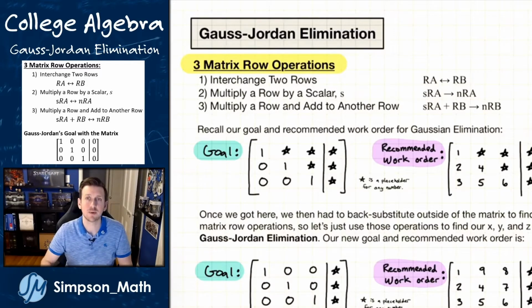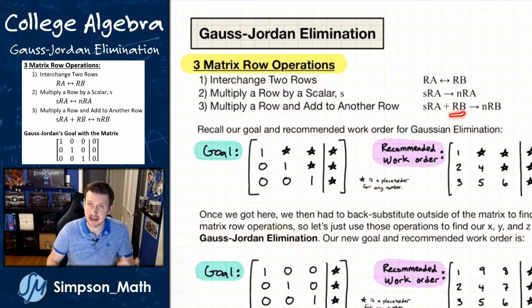So let's get started by reviewing our three matrix row operations. We can interchange two rows, so just swap them around. We can multiply a row times a scalar s, so s times a certain row, and we'll produce, and I'm using this little lowercase n to represent new row A. And we can multiply row A times s and add it into row B, and then we'll have a new row B. It's important to note whichever row we are adding into, because that is the row which will be the new row. So you can think of it as we're adding into row B to produce new row B.